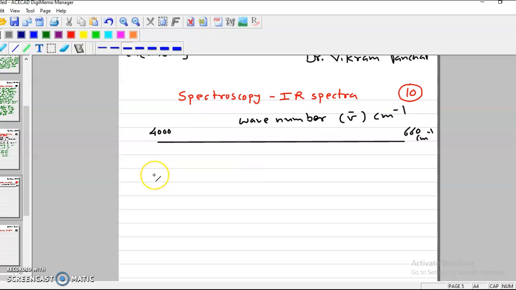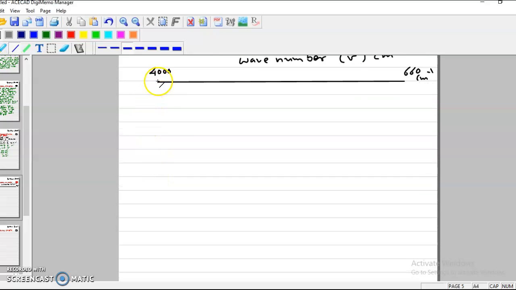In infrared we observe dips like this, so we go down. And on the y-axis we put percentage transmittance. If it is 100%, the line goes here on the x-axis. Or it can be a minimum of 0%. If it is 0% transmittance, then it will reach here. It depends on the absorption of radiation.